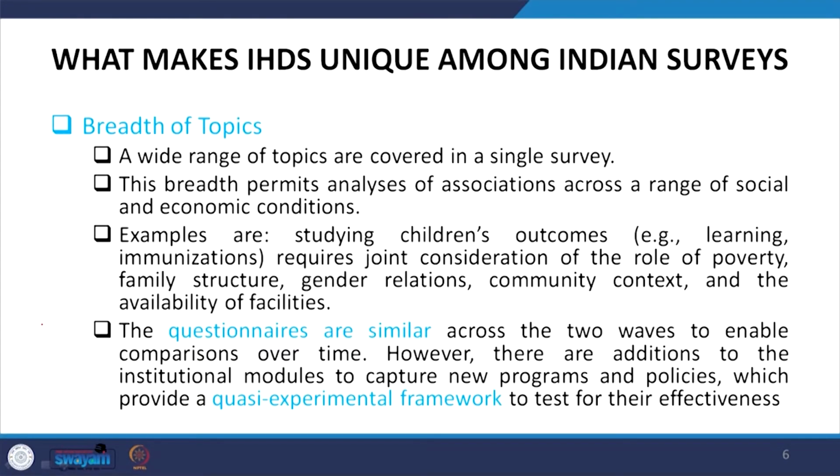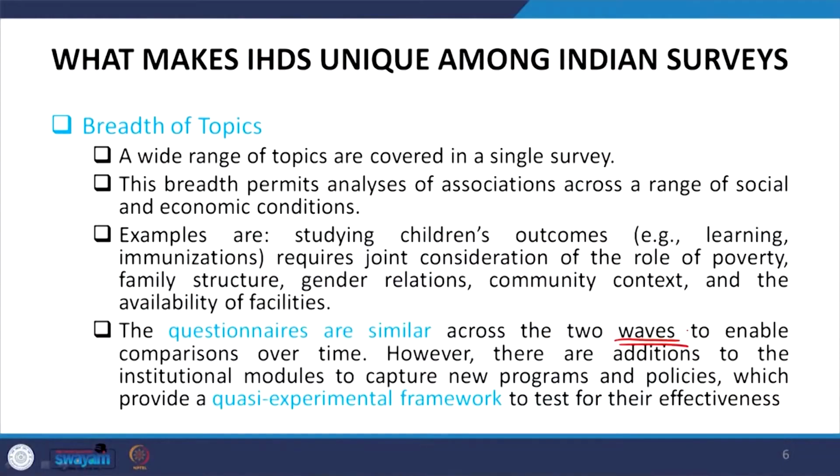First important point is the breadth of the topics covered. A wide range of topics is covered in this single survey. This breadth permits analysis of association across a range of social and economic conditions. For example, it covers children's outcomes like learning, immunization related information, nutrition related information, which requires joint consideration of the role of poverty as well as family structure, gender relations, community context and some other facilities available to the households.